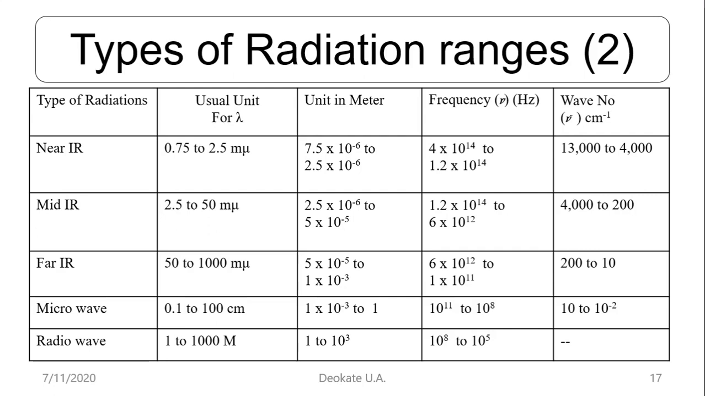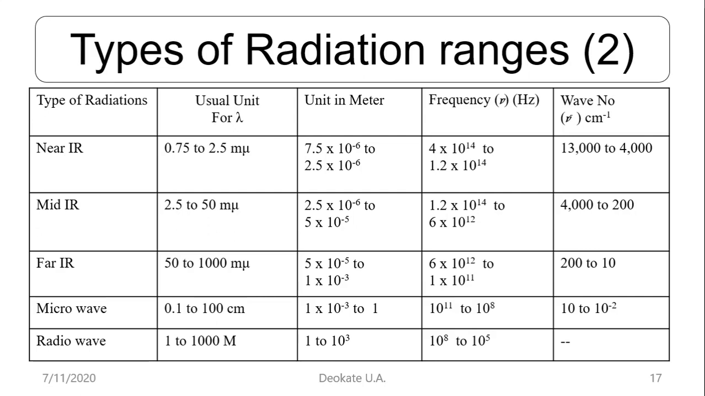So mostly our IR spectroscopy lies in this mid IR region. Then comes the far IR, that is from 50 to 1000 micrometer, and its wave number is 200 to 10 centimeter inverse. After far IR, the microwaves are coming. See here, as you go towards the higher wavelength side, the energy content of the radiations is decreasing, and as there is change in energy content, their interaction with matter also varies. So that is a very important phenomenon of all the spectroscopic techniques.